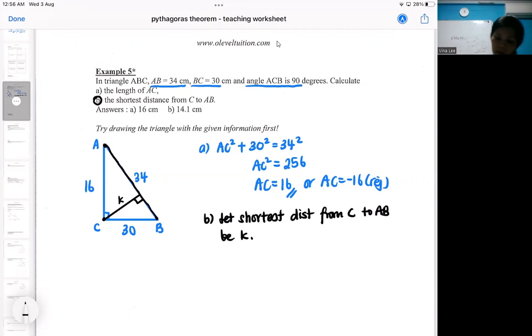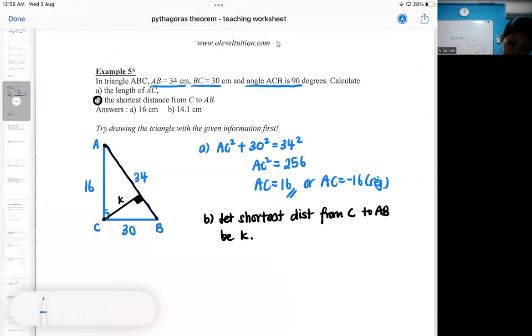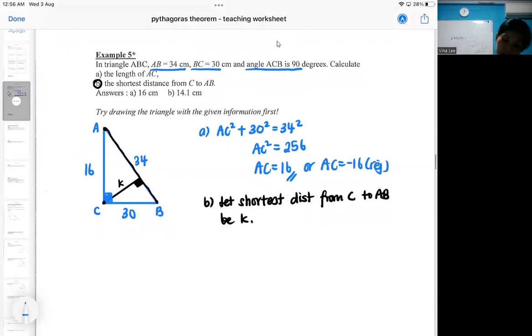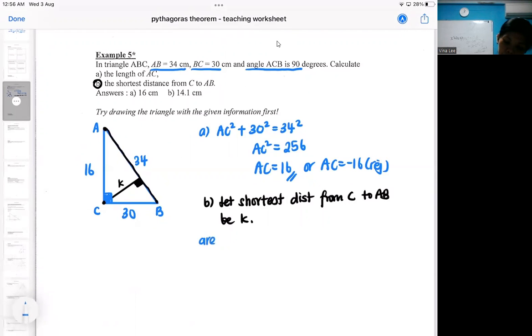Because it's the shortest distance, we actually create another 90 degree. Originally there was already a 90 degree. The 90 degree will enable us to find the area. What I'm going to do is find the area of the whole triangle by using the blue 90 degree. If I use the blue 90 degree, it will be half times base times height. 16 and 30 will be the base and height.